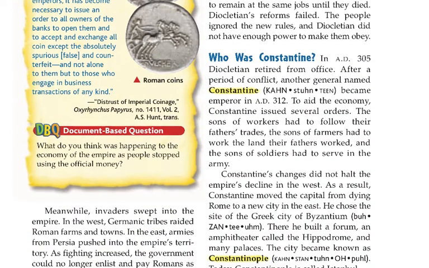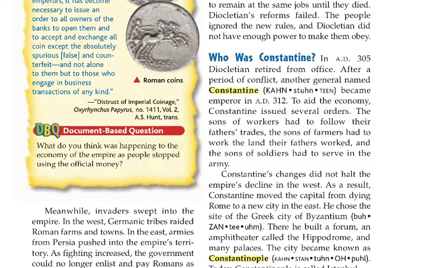Who was Constantine? In AD 305, Diocletian retired from office. After a period of conflict, another general named Constantine became emperor in AD 312. To aid the economy, Constantine issued several orders. The sons of workers had to follow their fathers' trades, the sons of farmers had to work the land their fathers worked, and the sons of soldiers had to serve in the army.